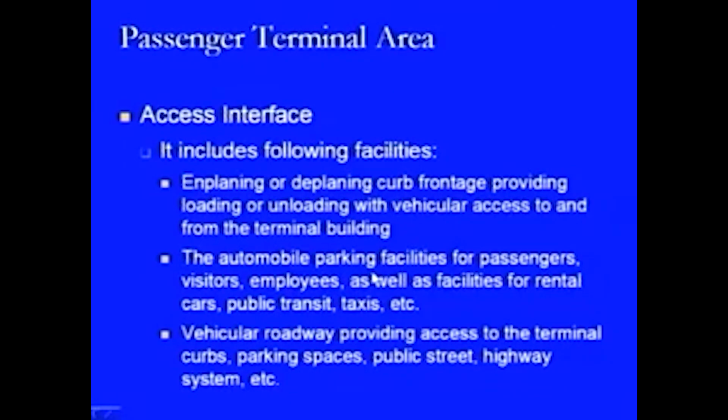Then there are automobile parking facilities for passengers, visitors, employees, as well as facilities for rental cars, public transit, taxis, etc. These things need to be provided outside the airport, in front of it, and then the vehicular roadway which provides access to the terminal curbs, parking spaces, public street, highway system, etc. So, these are the various facilities in the access interface.